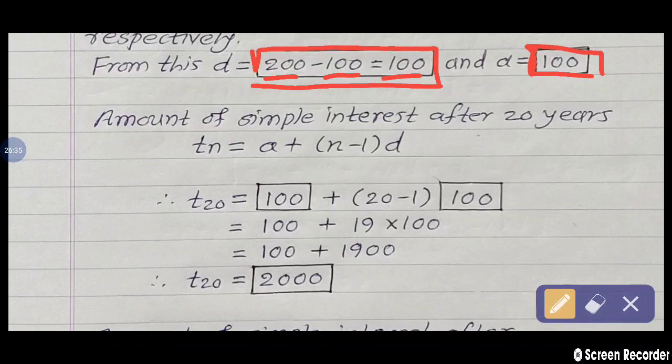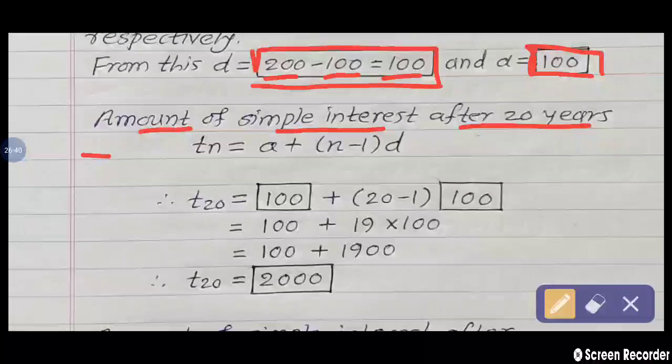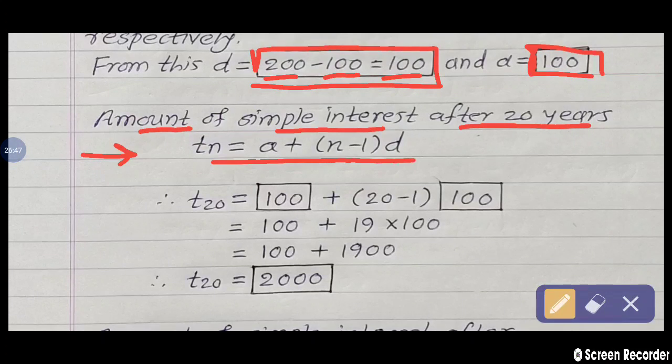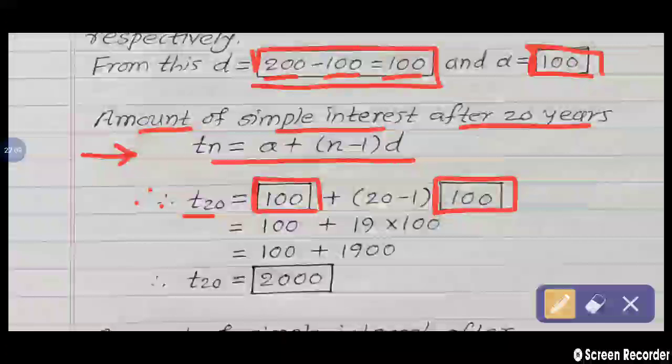Therefore, next, the amount of simple interest after 20 years. In this case we are using the formula of Tn that is given in the question. So Tn is equal to A plus n minus 1 into D. Therefore, how many terms? Total 20 years means 20 terms. So T20 is equal to, the value of A is 100, plus 20 minus 1, the value of n is 20, multiplied by the value of D, which is 100. So we are making the boxes here. So, equal to, solve these, and then at the last we write the answer.